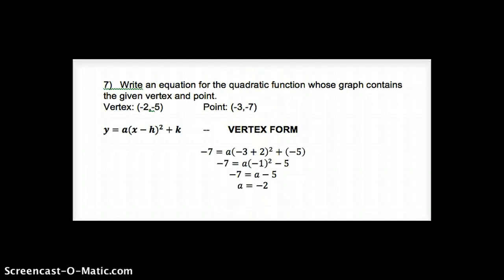Okay, for the next one, we are writing an equation for the quadratic function whose graph contains the given vertex and point. So basically, in this one, you're taking vertex form, which is right here, and you're inputting these values. And once you've done that, you'll get this, and you're basically simplifying until you get your answer, which is a. So the vertex is going to be h, k, so -2 is h here, and -5 is k, which goes here, and then this is just your x and y values, which go y and x. So you're just doing simple math until you get your answer.